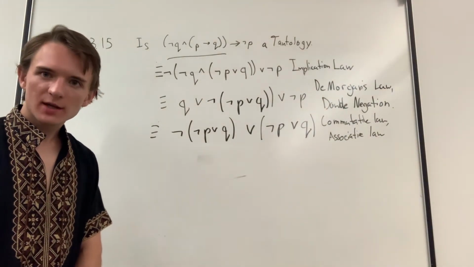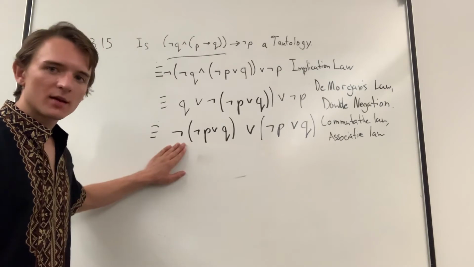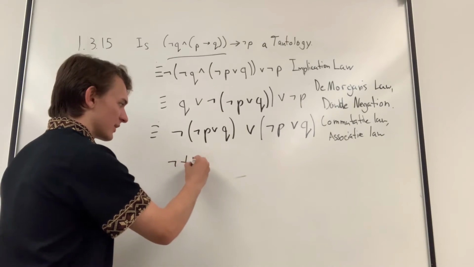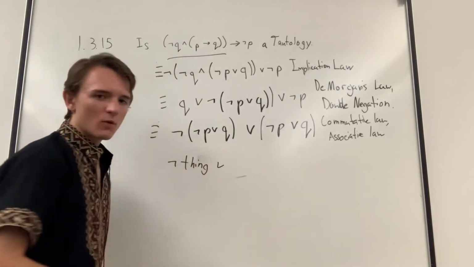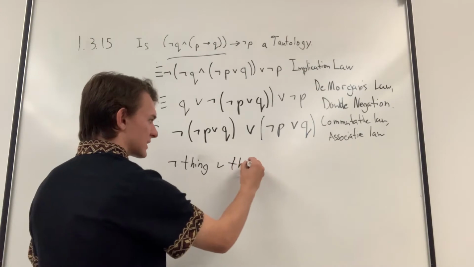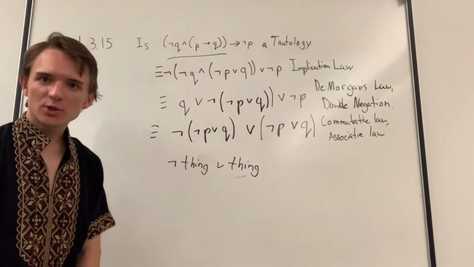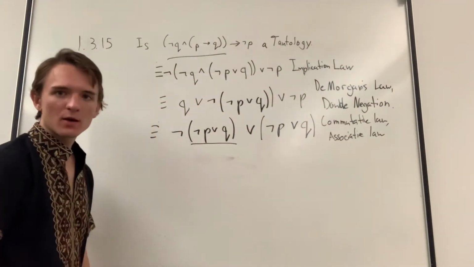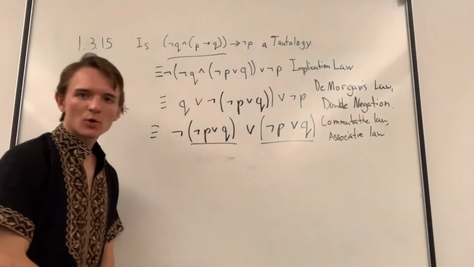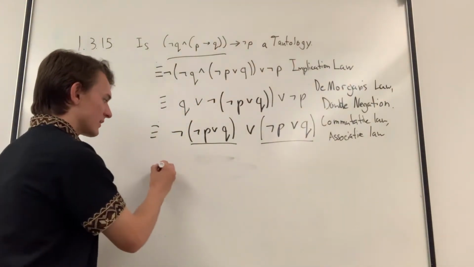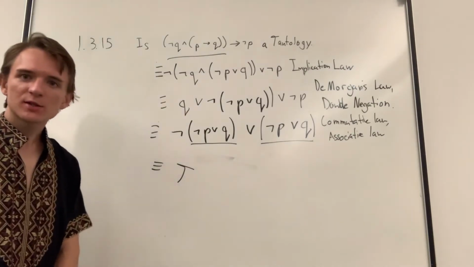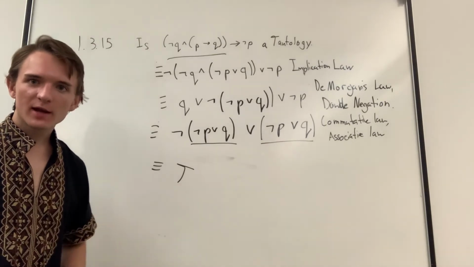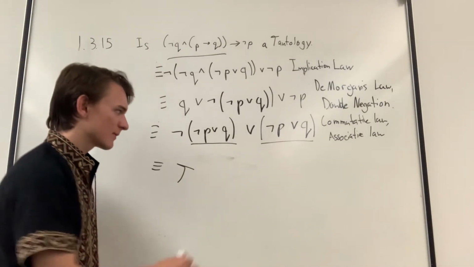Okay, so we're pretty much done here. We have this expression here, and we know by the negation law that the negation of something or the thing itself must always be true. So we have the negation of an expression or that same expression without the negation symbol. By the negation law, we know that's always true. Therefore, this is a tautology. And don't forget to write the equivalence law we used.